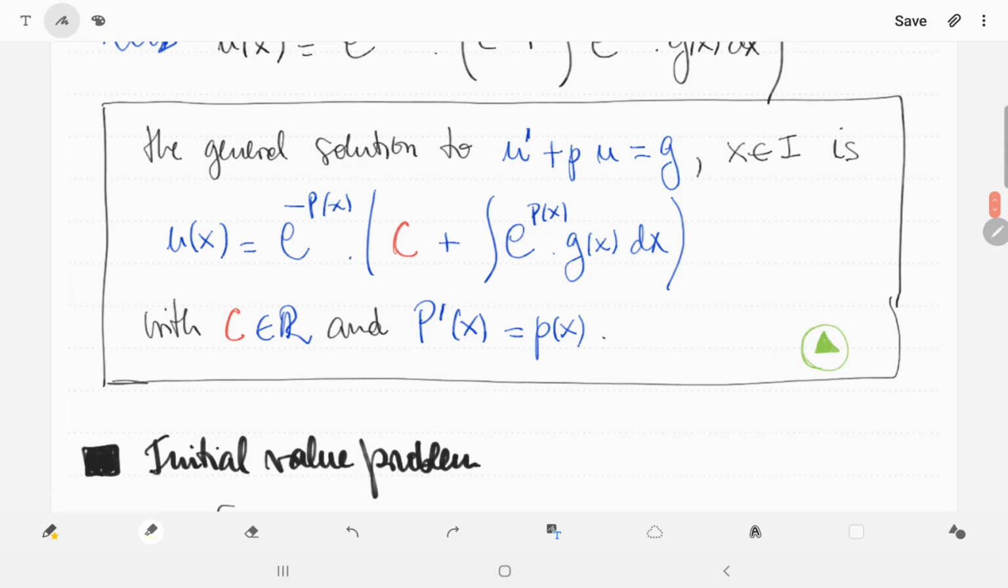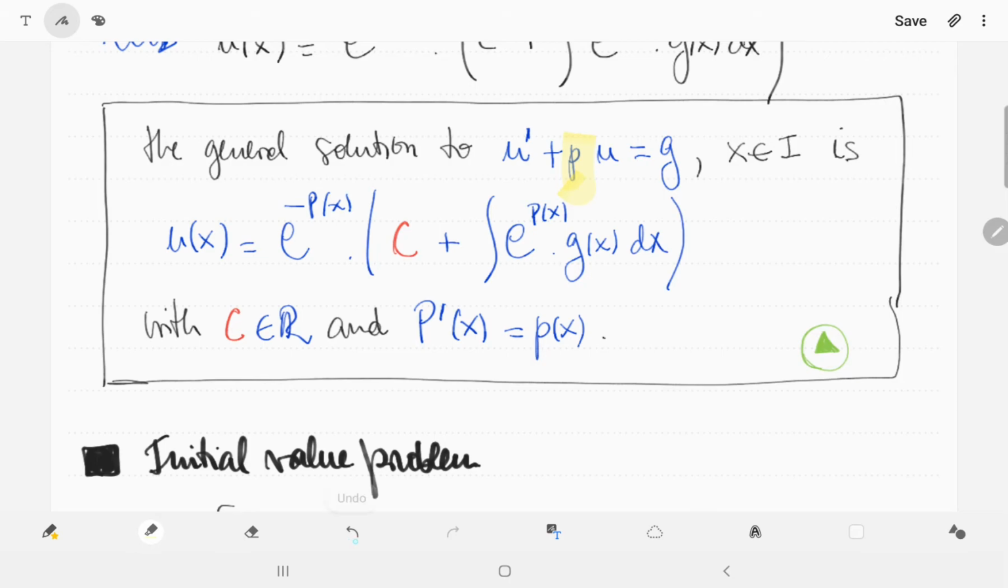Okay, so the general solution to this first order linear ODE has this form: e to the minus capital P of x times this constant c that we have no idea about, it's just a number, plus the integral of e to the power capital P of x times g. And this capital P, remember, is an antiderivative of small p, where p is the coefficient of the equation.